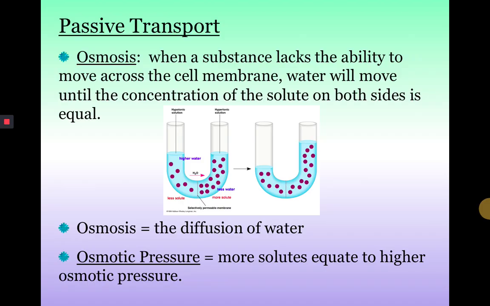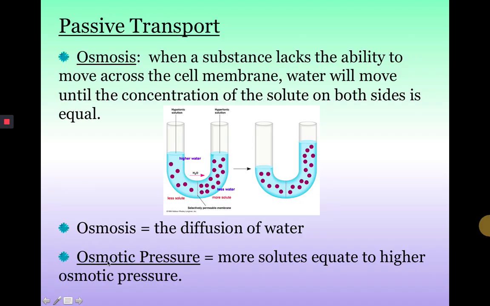Because it's so important. When a substance lacks the ability to move across the cell membrane, water will move until the concentrations of the solutes on both sides are equal. Sometimes water has to balance. Nature cannot deal when things are out of equilibrium. And sometimes things are not going to be able to move. They just can't because of a membrane in place. So water is going to have to do the job of balancing.